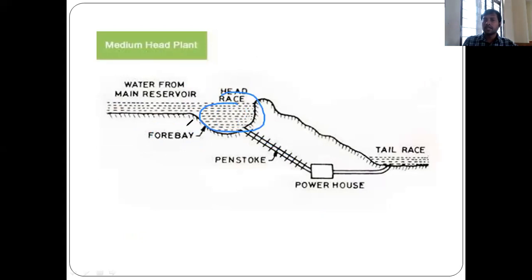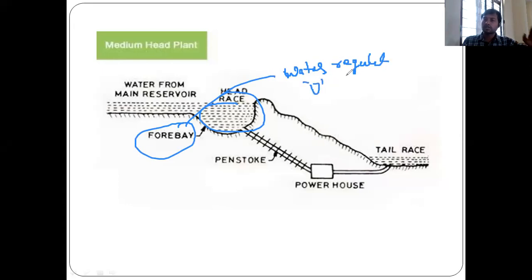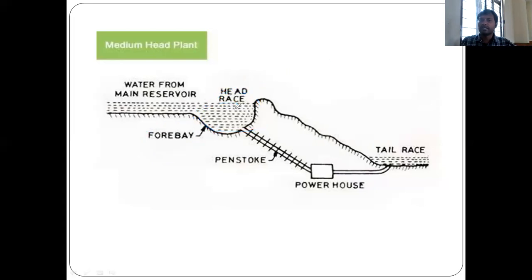By using this forebay, water regulation will be controlled, like voltage regulation, water regulation is also available. Water regulation means handling sudden increasing water, sudden decreasing of water, or changing of water. Such problems can be overcome by using this forebay. So the forebay maintains constant water releasing through the pipes, the penstock.